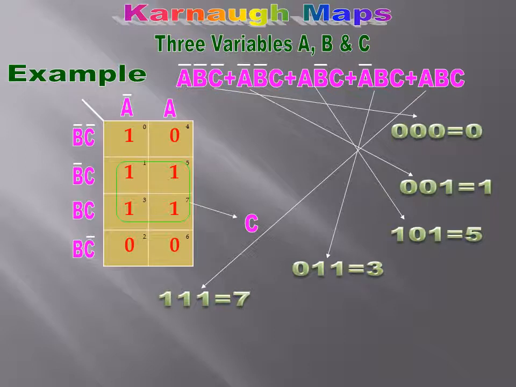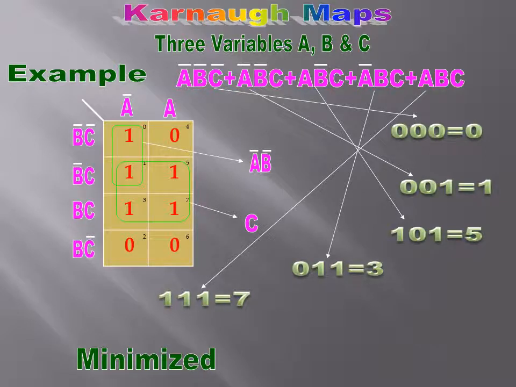Then only 1 one remains that can be paired again, and you know that in a pair only 1 variable goes, so C and C naught will go. It will be A bar in the column and B bar in the row, so it will be A bar B bar. So it is solved. The minimized expression is A naught B naught or C.